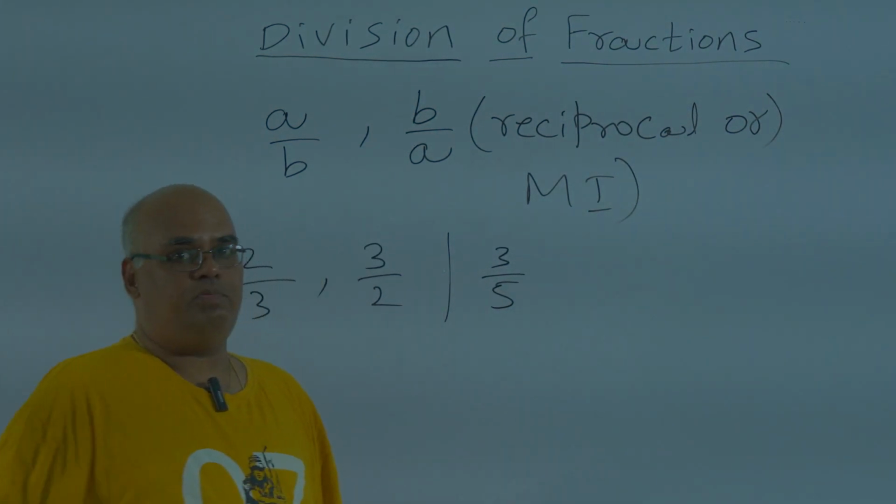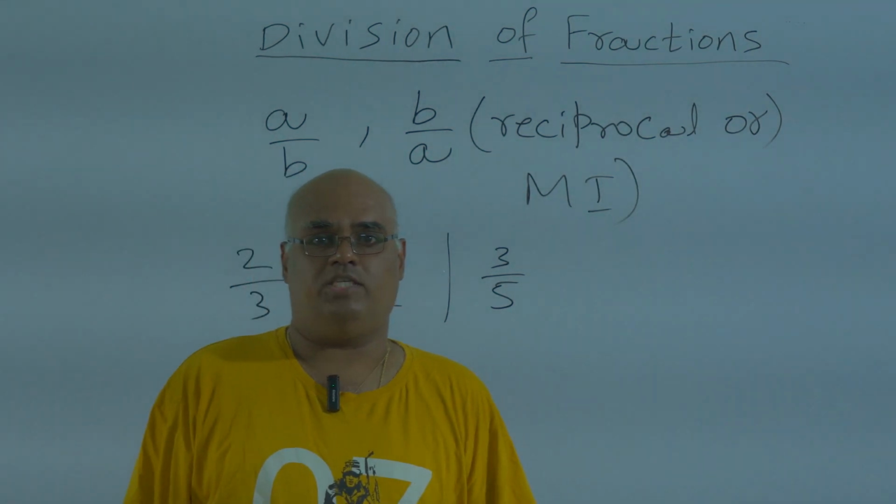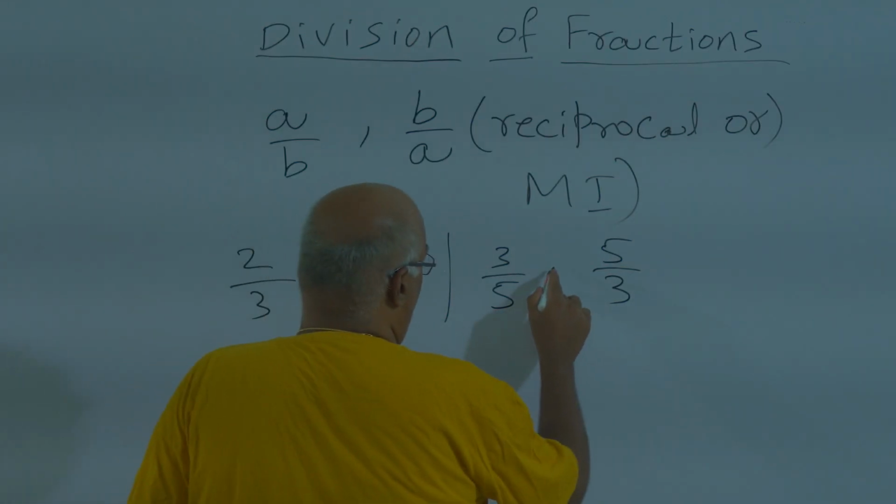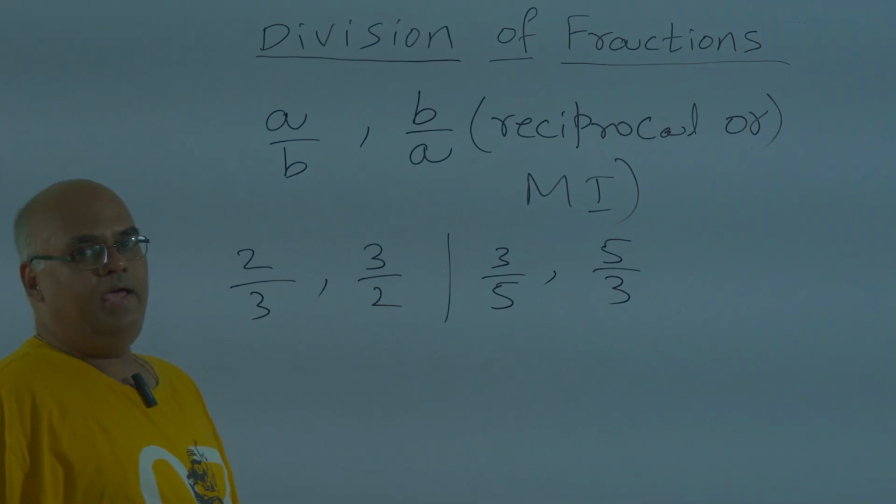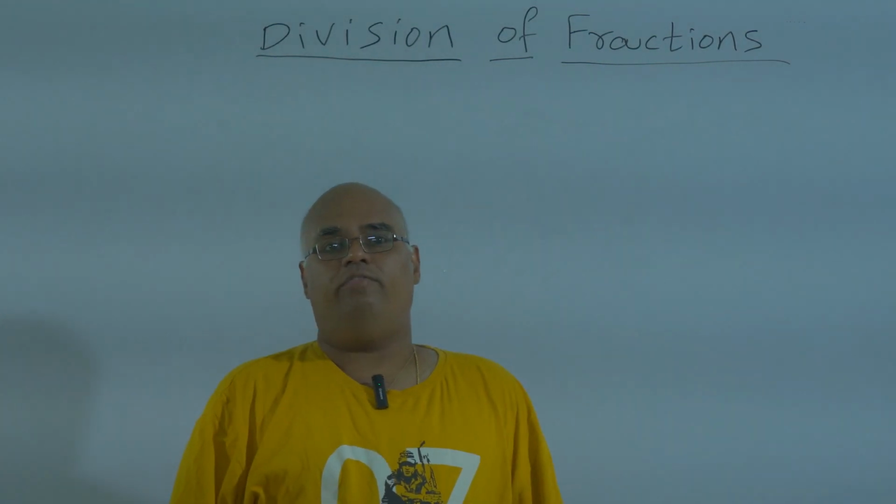I want to find the reciprocal or the multiplicative inverse of the fraction 3 by 5. So the multiplicative inverse of 3 by 5 is 5 by 3. Now let us see how to divide fractions.